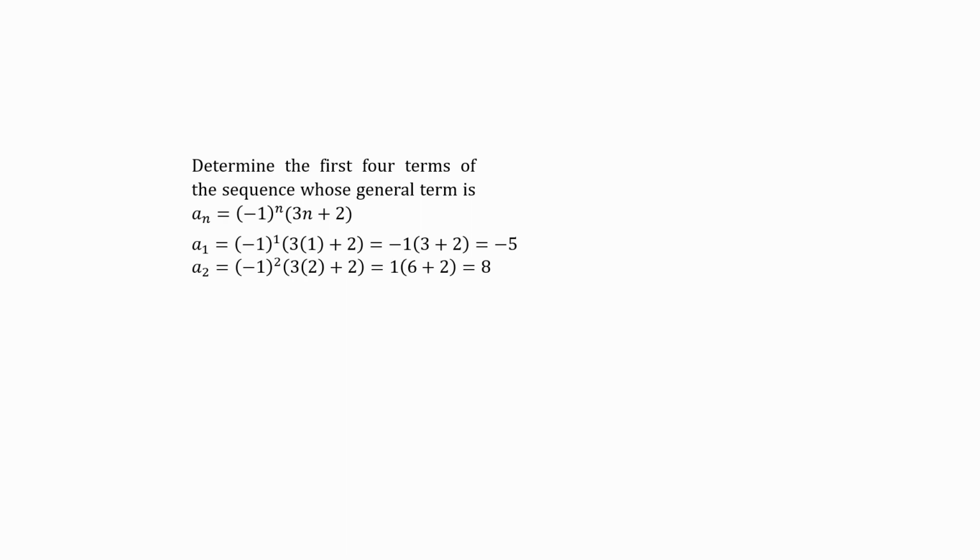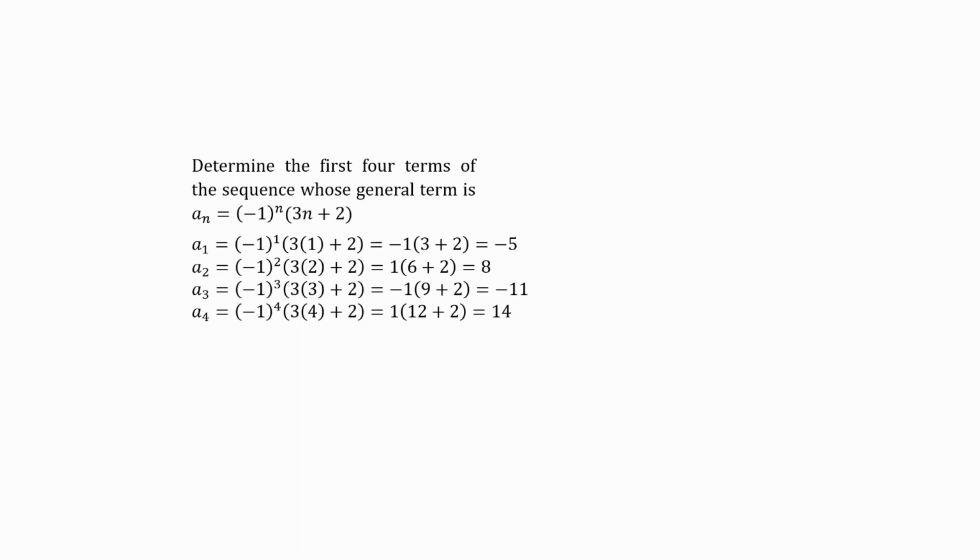A sub 2 is equal to negative 1 raised to 2. And then 3 times 2 plus 2. So equals 1 times 6 plus 2. So therefore a sub 2 is equal to 8. Then a sub 3, negative 1 cube. 3 times 3 plus 2, so equals to negative 1 times 9 plus 2. So therefore, a sub 3 is equal to negative 11.